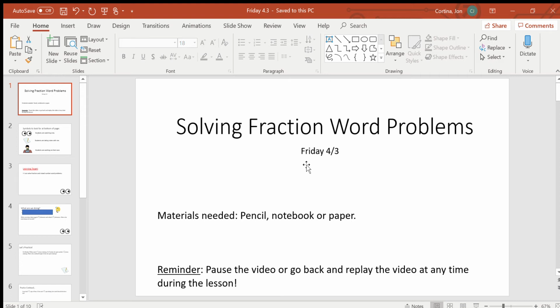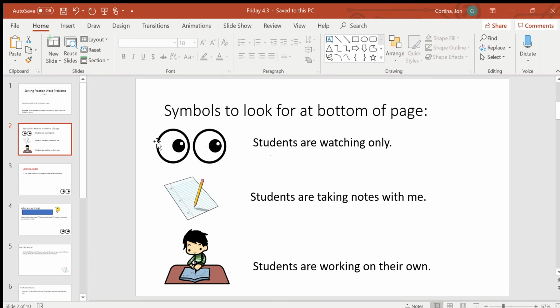This is going to be involving all the skills that we've learned from the past week, except we're going to be reading and marking up word problems. Materials you need are a pencil and a notebook or paper, and as always, pause the video if you need to catch up. Take a look at the symbols at the bottom of your page to know what you should be doing, when you should be doing it.